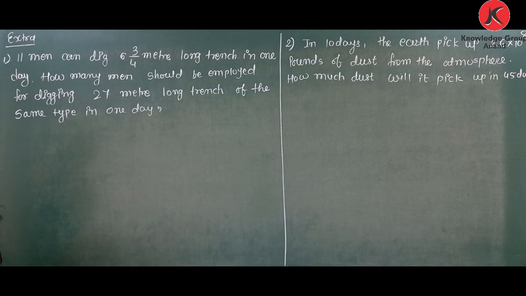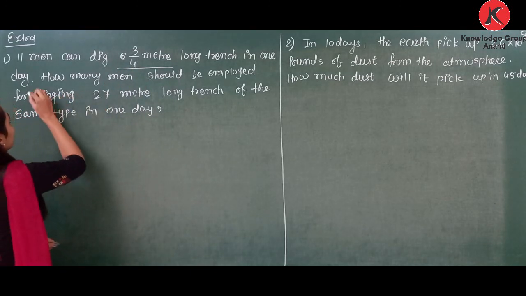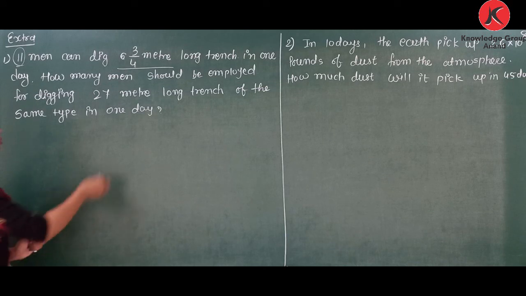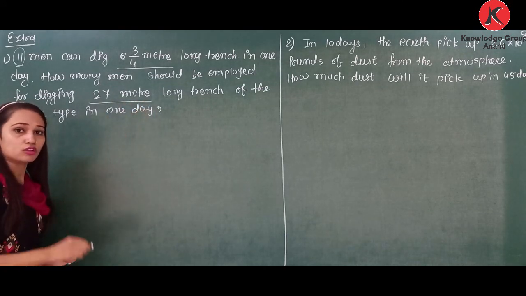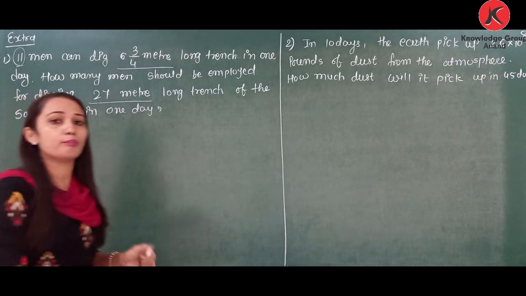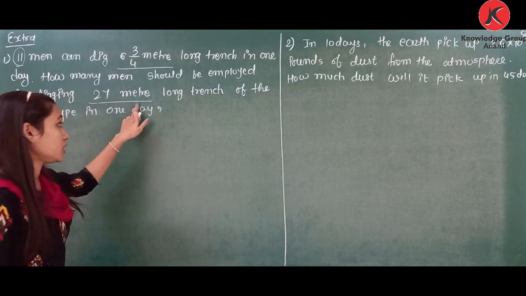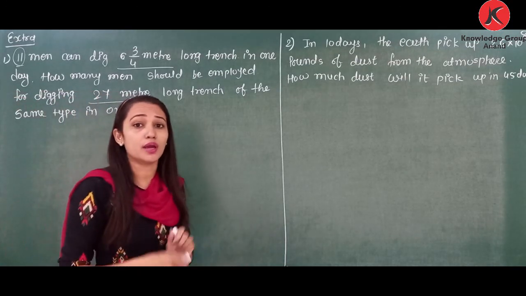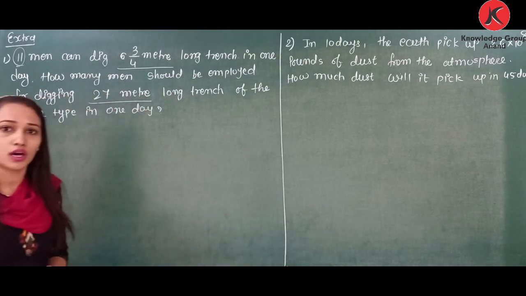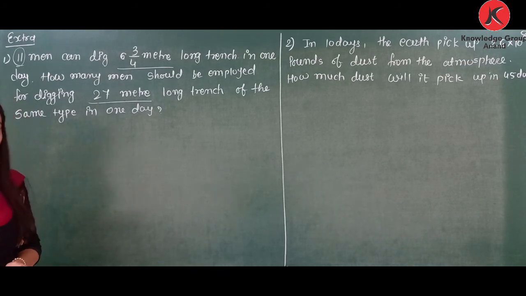In one day, this much length of trench is dug by 11 men. So how many people are required to complete the work in one day when the length of the trench is increasing? Means if we want to complete the work in the same day, then if the work is increasing, the number of people needs to increase, and if we reduce the work, then the number of people is also decreased. So that's why it is in direct proportion.